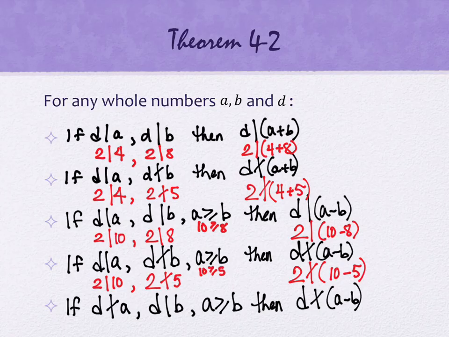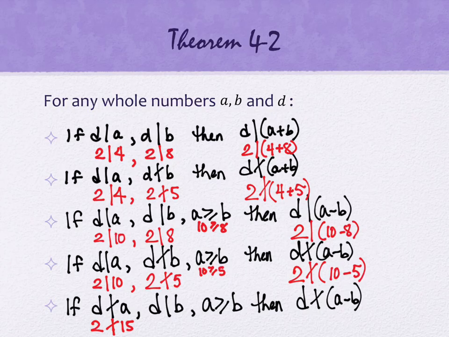And the same thing is going to happen down here when we flip them around. I still need to have a bigger number first. So let's actually pick a number that's bigger than 10, that does not divide by 2. 15 will be great. 2 does not divide 15, right?